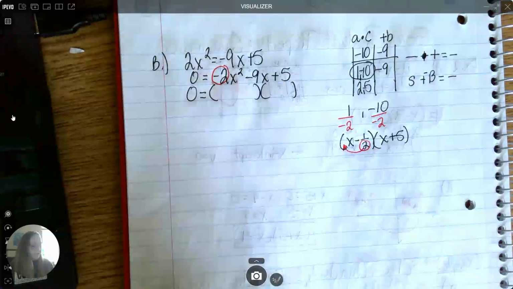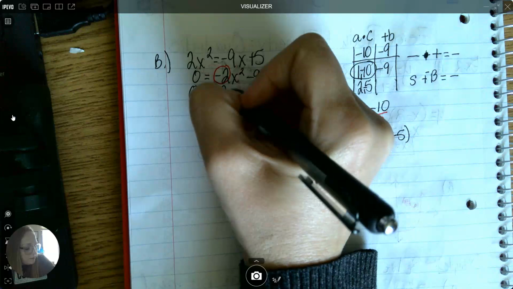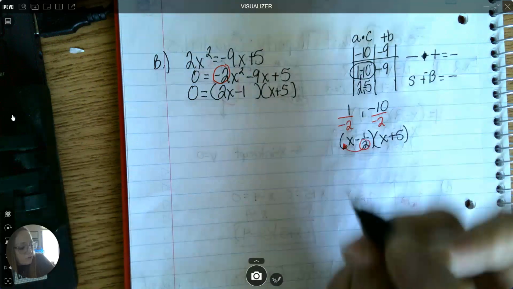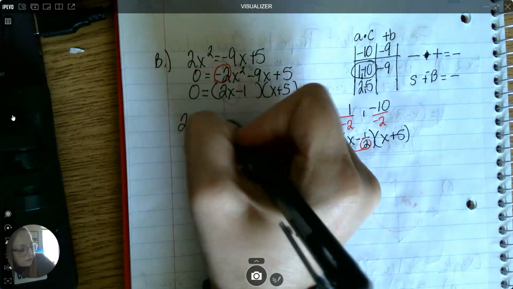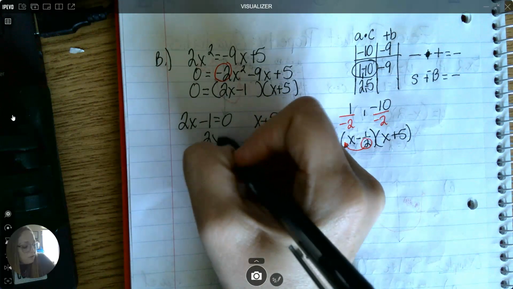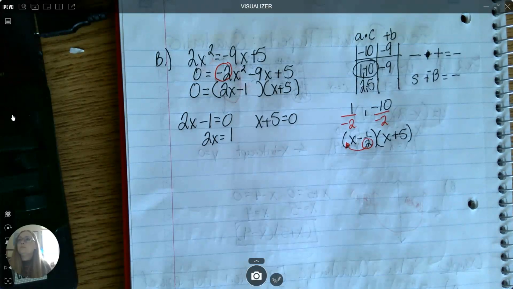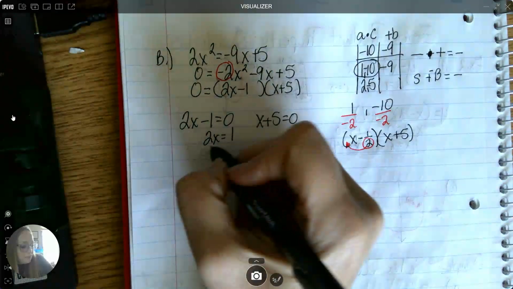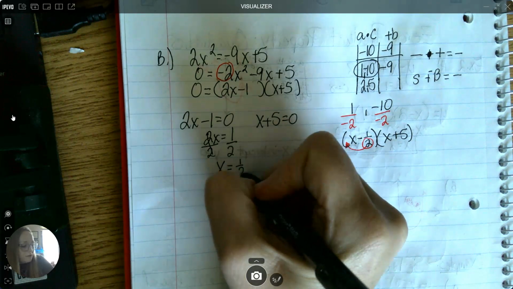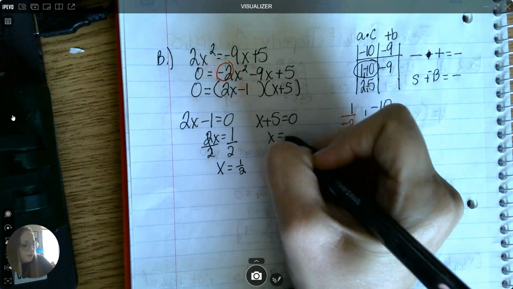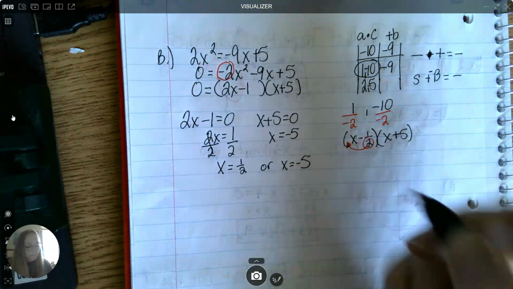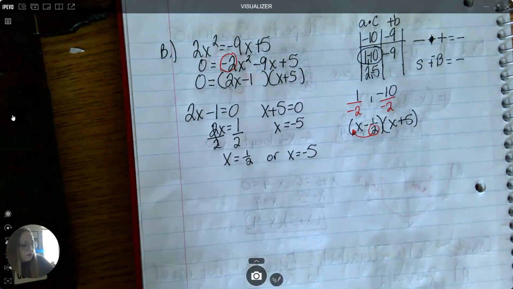Okay, moving that 2 in front of my x, so I get 2x minus 1 and x plus 5. Okay, now I want to zero those, so I get 2x minus 1 equals 0, x plus 5 equals 0, and when I solve that, when I move my 1 over, it becomes a positive 1. Right, and then we'll divide both sides by 2, and x equals positive 1/2. When I subtract 5 from both sides, I get x equals negative 5. So that is our solution.